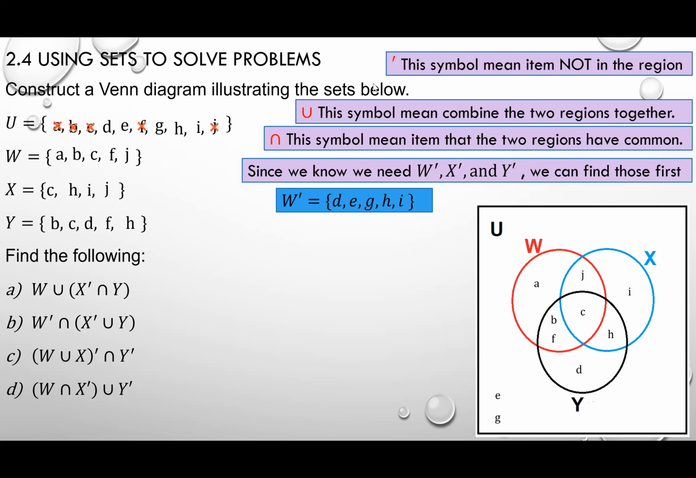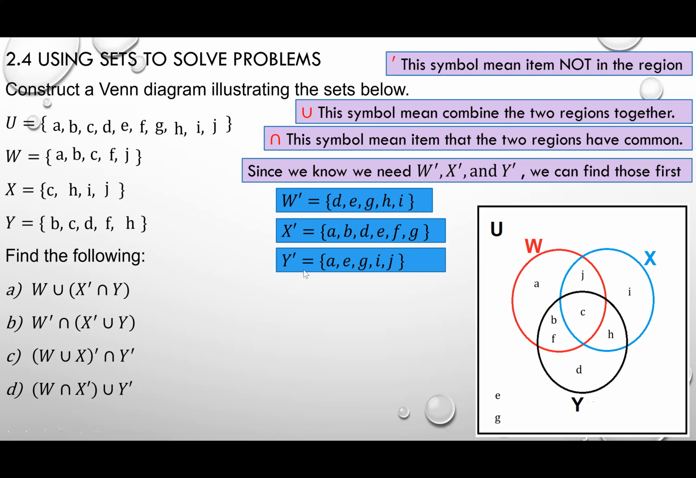As you can see in the definition, whenever you see the apostrophe, it basically tells you to give me the items outside of W, which is everything else outside of the red circle. Similarly, X prime is what is outside of the blue circle. If you throw away the C, the H, the I, and the J, what is left is A, B, D, E, F, and G. Everything outside of the blue circle is X prime.